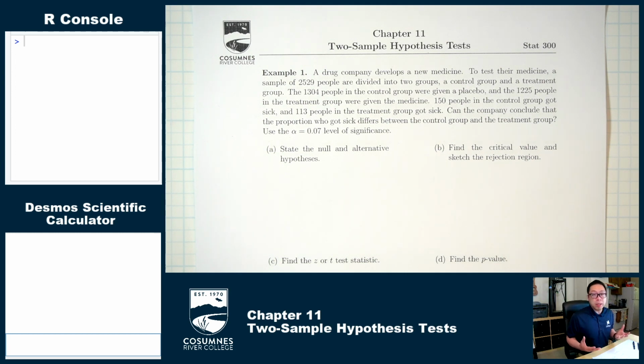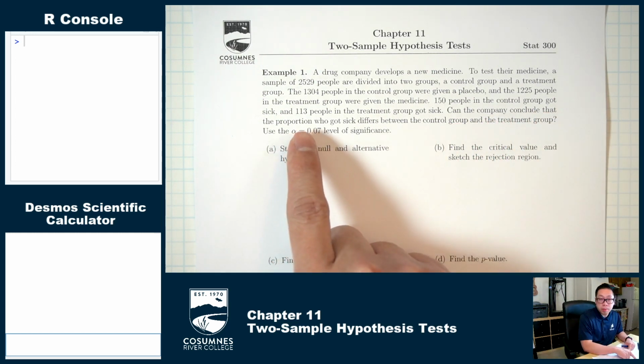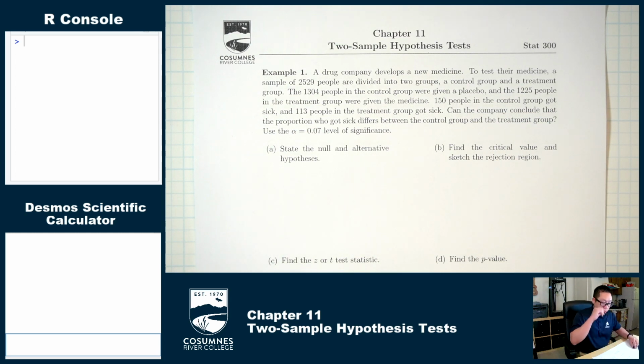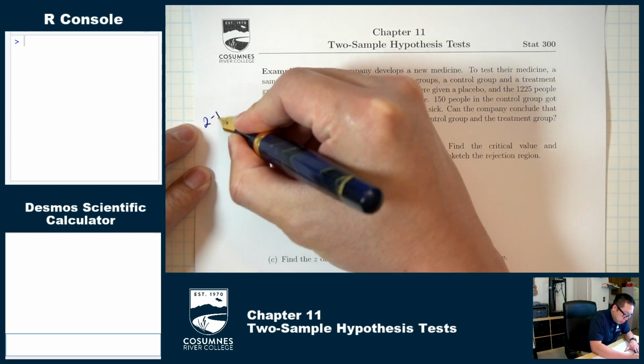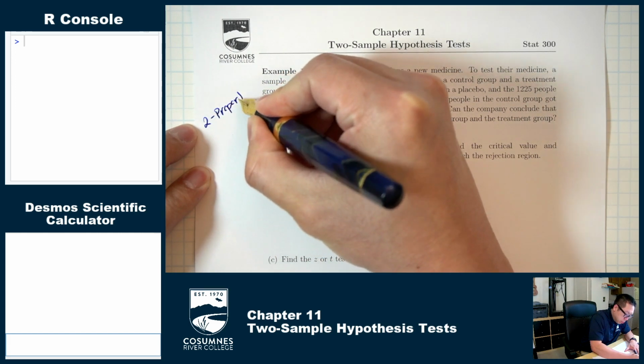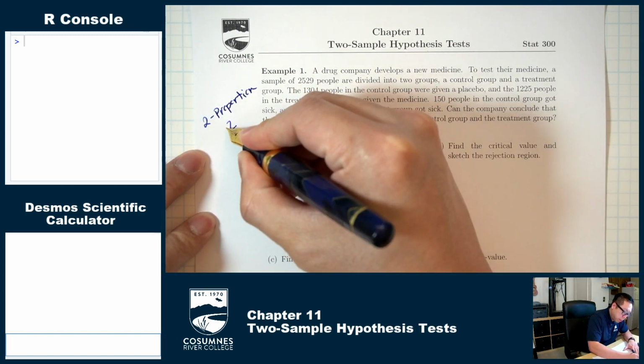So this is definitely going to be a two sample hypothesis test, right? We have two groups, the control group and a treatment group. Question is, is this a proportion or is this a mean question? Can a company conclude that the proportion? So this is definitely a proportion. And in fact, it's going to be two proportions. And then to remind myself, for proportions, I should be using Z throughout the problem.